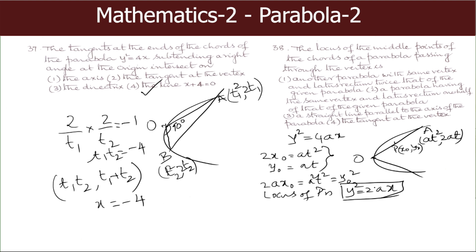Comparing the given parabola and this one, both have the origin as vertex, but the latus rectum of the given parabola is 4a and the latus rectum of this one is 2a. So, therefore, the locus parabola has the same vertex as that of the given parabola, but the latus rectum of this locus parabola is 1/2 of that of the given parabola, and therefore the second option is the correct choice: a parallel parabola having the same vertex and latus rectum 1/2 of that of the given parabola.